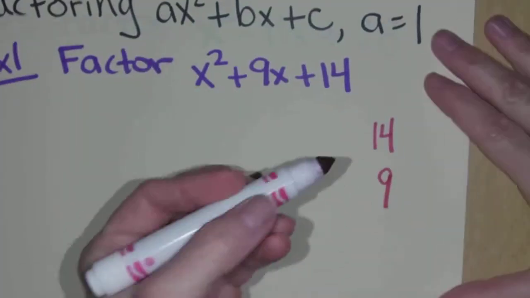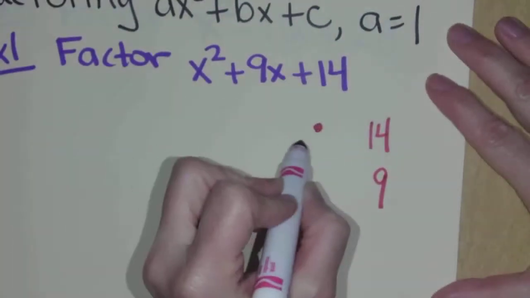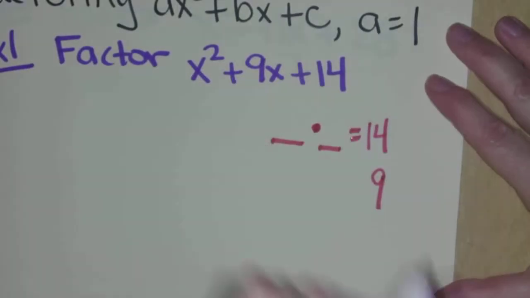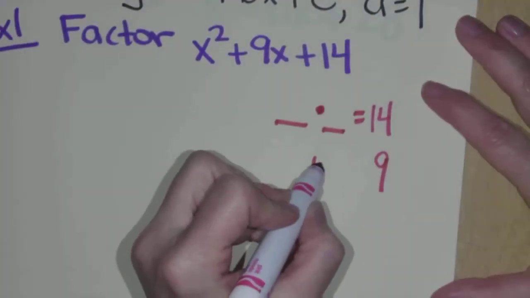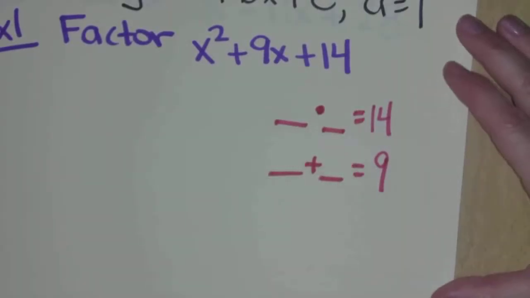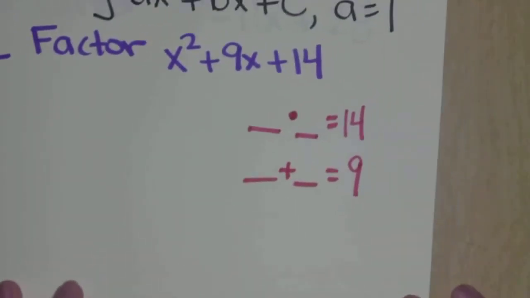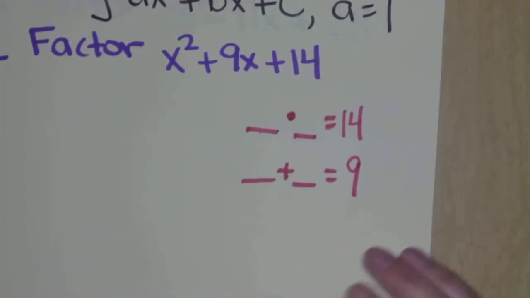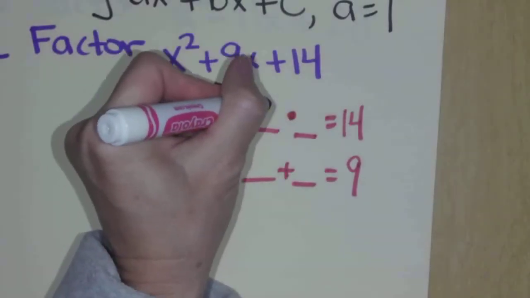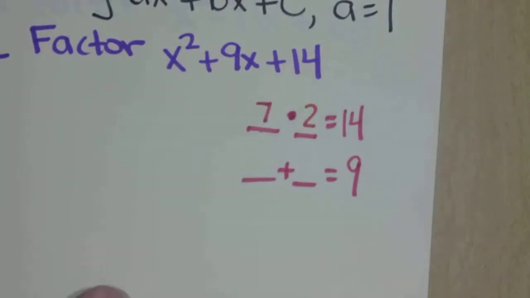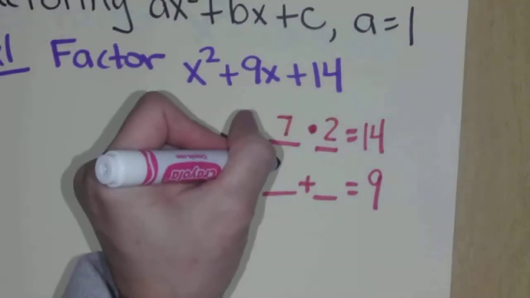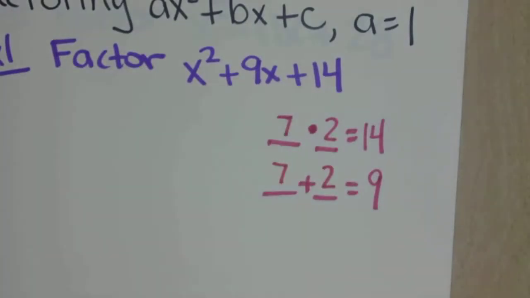We are going to look for two numbers whose product is 14, but whose sum is 9. This is where you have to think of factors. We need two numbers that multiply to 14 and add to 9. You can pause this video and think about that for a little while, or you may already know that two numbers that do this are positive 7 and positive 2, because 7 times 2 is 14 and 7 plus 2 is 9.